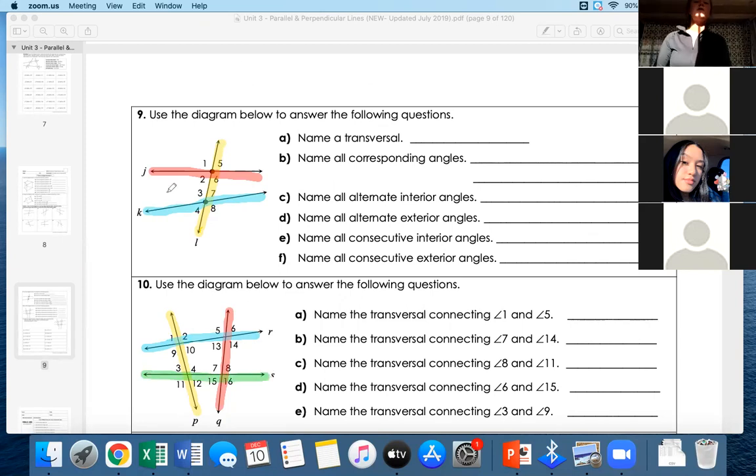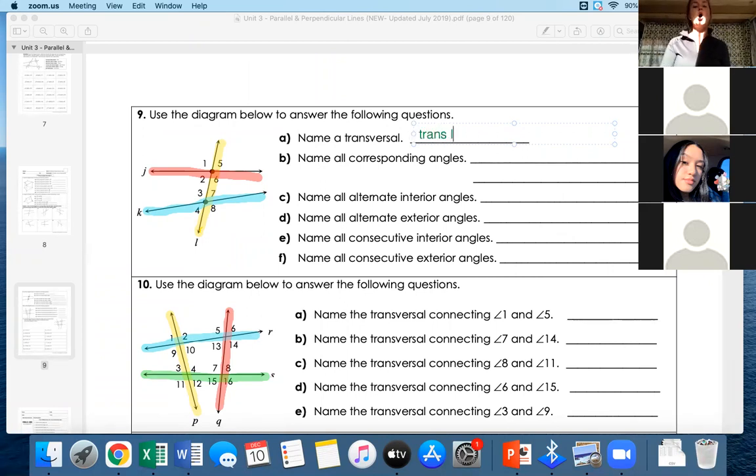All right, so we want to name the transversal that is in question 9. So question 9, we're just looking at this upper picture that has the red, the yellow, and just blue on it. So what is the transversal called? What color line is crossing two other lines? Because that would be the transversal. Yeah, so it's transversal out.